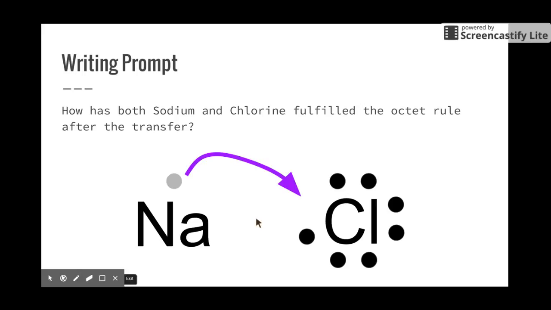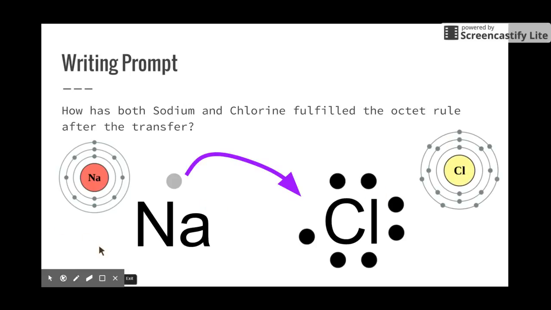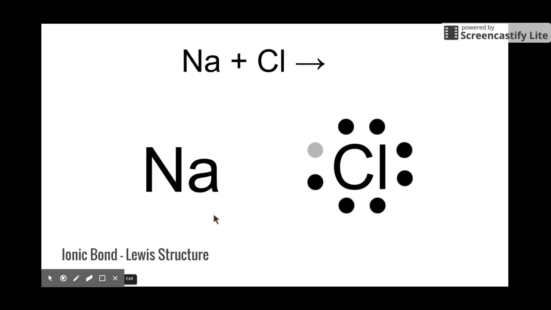So what happens when sodium transfers this electron? Think about what happens in terms of charge. How have they fulfilled their valence, or their octet rule? So when sodium loses that 1 valence electron, it goes to a shell lower than it that's actually full. So sodium has filled its octet by losing an electron. Chlorine, on the other hand, will gain an extra electron, and by gaining that extra electron, its outer shell will become full. So they've both fulfilled the octet rule.